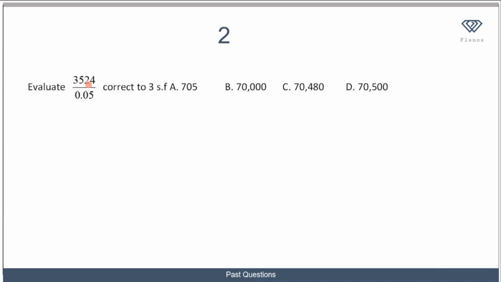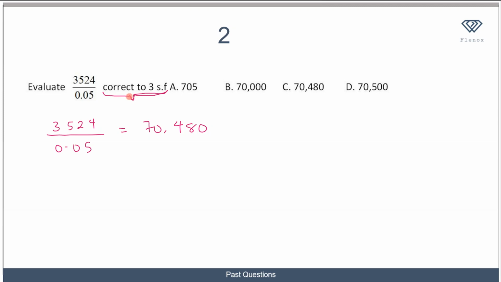We are told to evaluate this algebraic expression correct to 3 significant figures. So we have 3524 over 0.05. Since in JAMB you are allowed to use the on-screen calculator, you can easily punch this into your calculator. What do you get when you do that? You get 70480. Now it will be wrong to just look at this answer and choose the option, because the question asks us to give our answer correct to 3 significant figures.